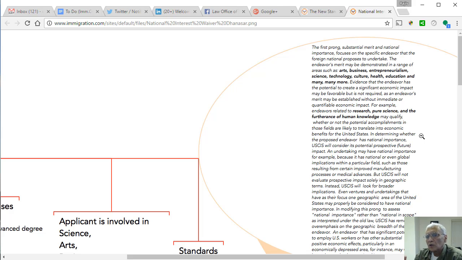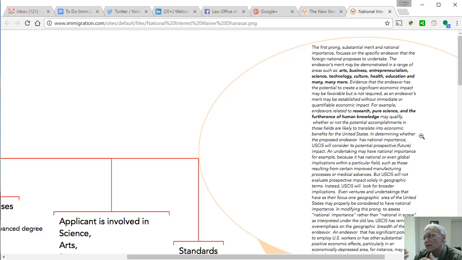So you can be involved in arts, business, entrepreneurialism, science, technology, culture, health, education, almost any field. Almost any field of work could qualify potentially. But you've got to focus on the work and show that it has the potential to create significant economic impact. So big companies could come, it doesn't have to work out like that.